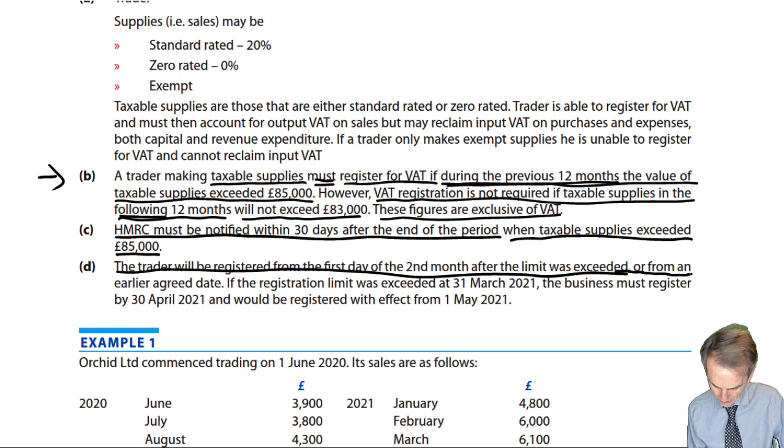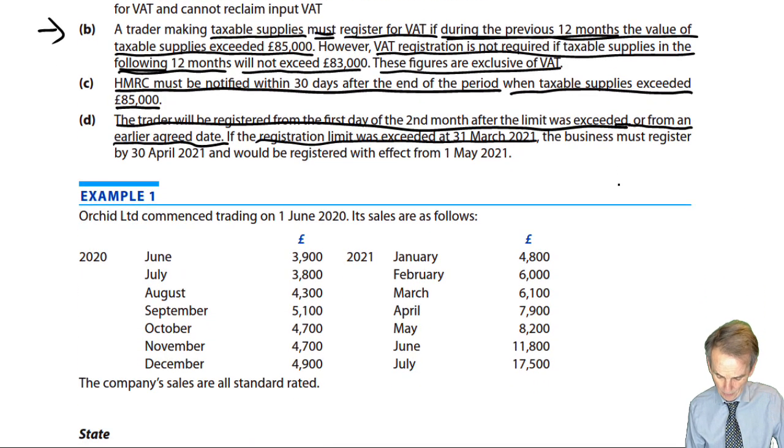after the limit was exceeded, or from an agreed earlier date, but that won't be relevant for you in terms of an exam question. That may sound odd. The trader will be registered from the first day of the second month after the limit was exceeded. So, just to illustrate what that means, if the registration limit was exceeded as at the 31st of March 2021, then the business must register by the 30th of April.